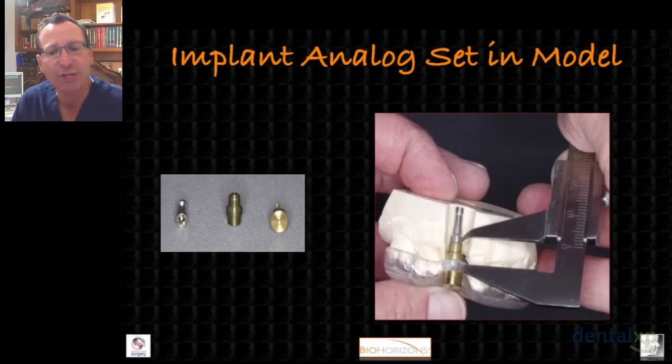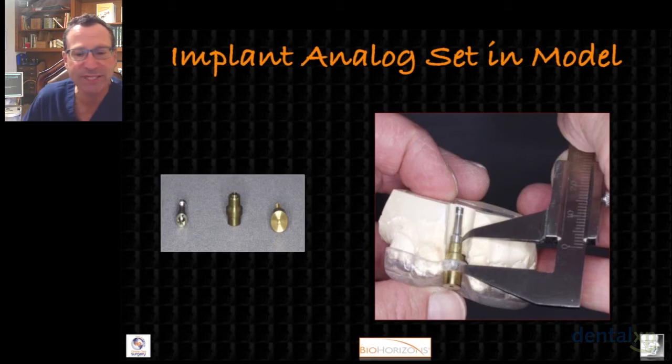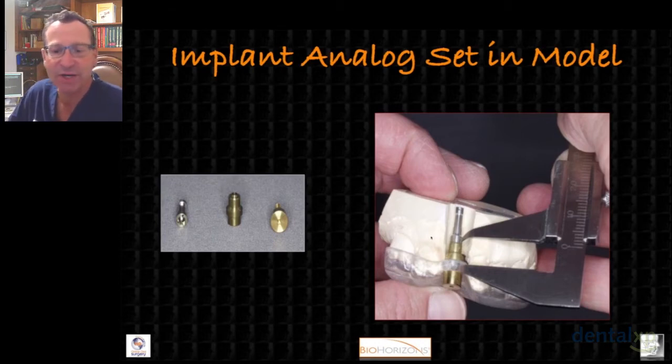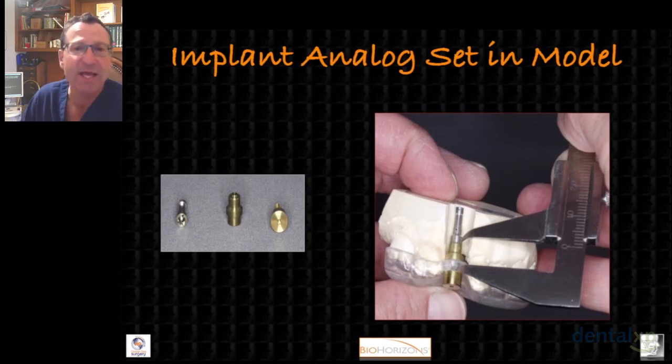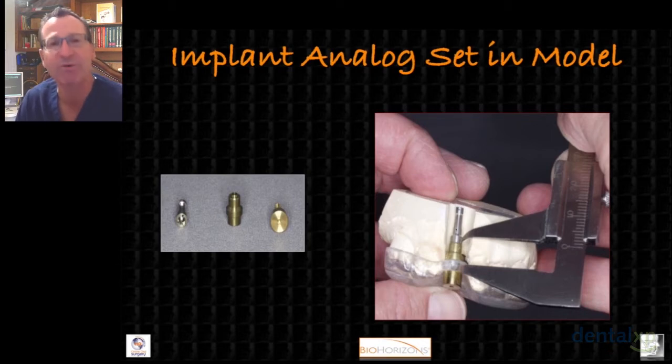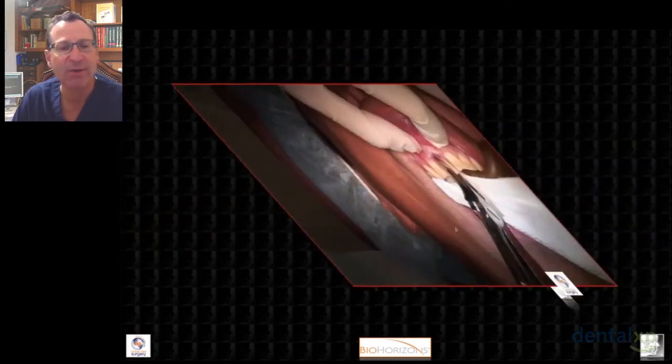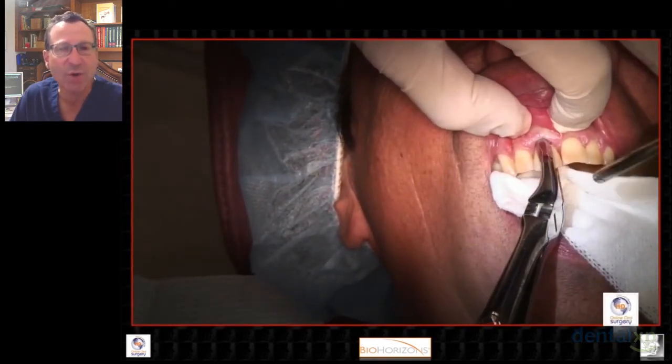Using our surgical guide with the sleeve in it, the master sleeve, we can use components from the implant manufacturer to actually set an analog into our master model and create a master model with an analog, and this is what's used to create the immediate provisional restoration that is placed at surgery that requires essentially no adjustment.